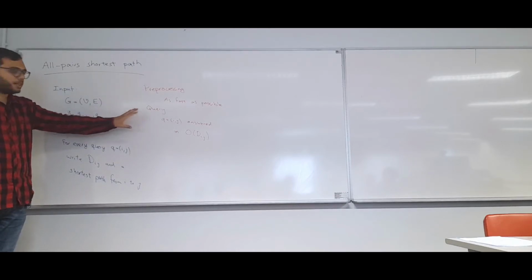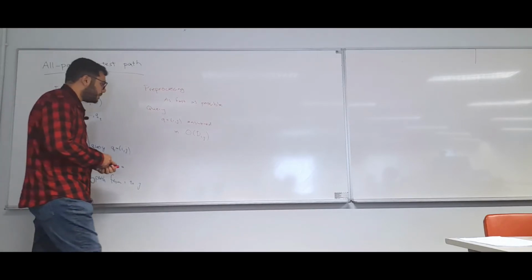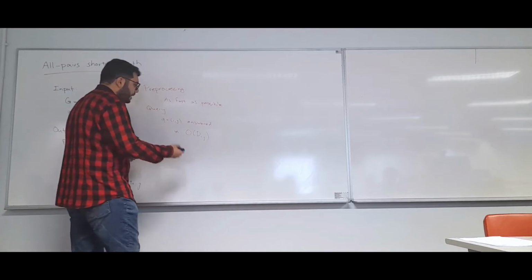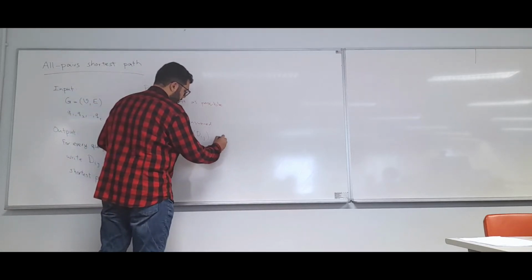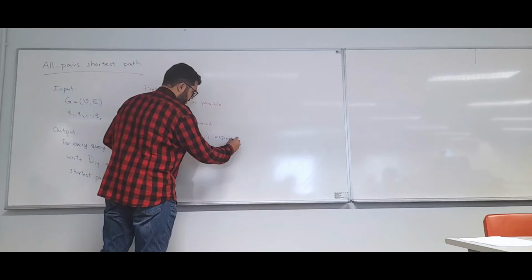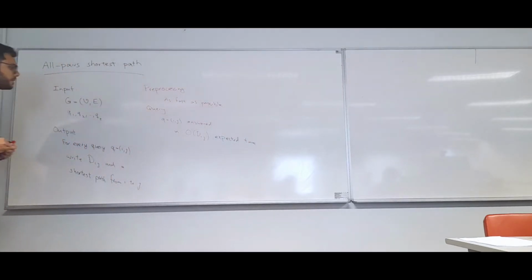This is the problem. And of course, when we use randomization, then here I can have expected time. So if I have a randomized algorithm, then I want every query to be answered in this much expected time. So if I use randomization, this is not a worst case, this is just an expectation. Okay. So how can we solve a problem like this?